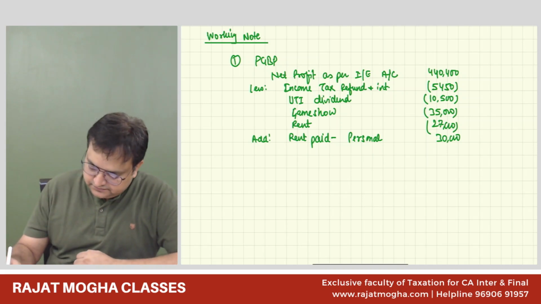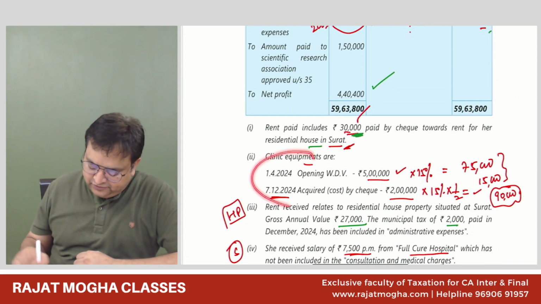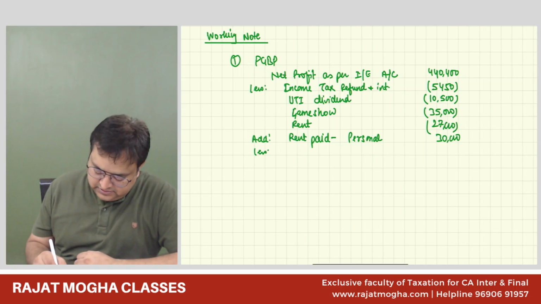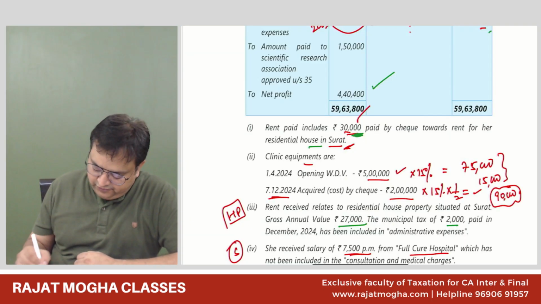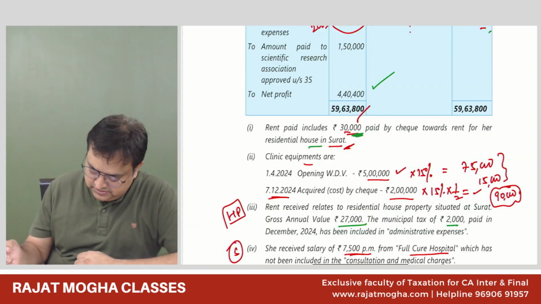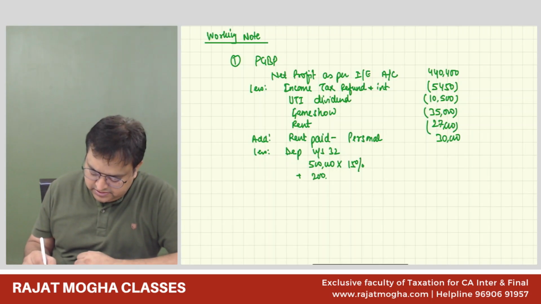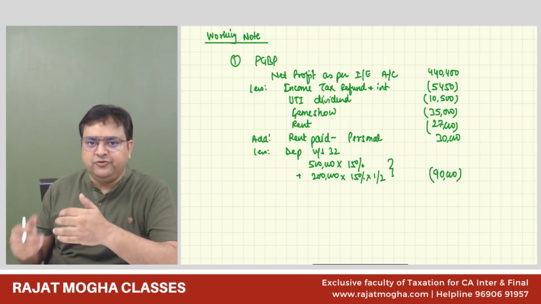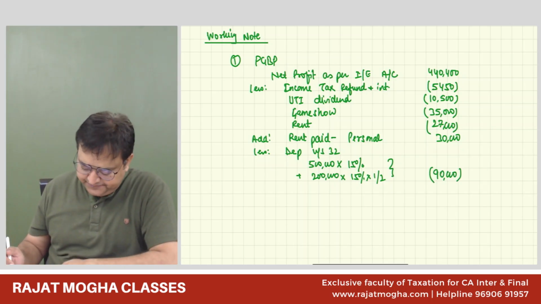Next, information, clinic equipment. So they are telling me about depreciation. Less depreciation under section 32. So it was 5 lakh. Directly you can do it, 5 lakh into 15% plus 2 lakh into 15% into half. So we already know 90,000 is a depreciation that will be allowed. If depreciation is an expense, it will be allowed. It will reduce your income. It will reduce your profit.